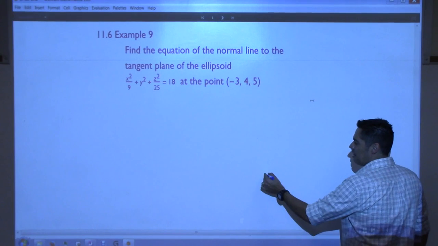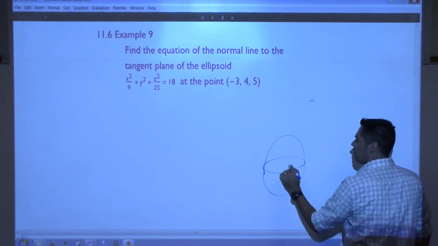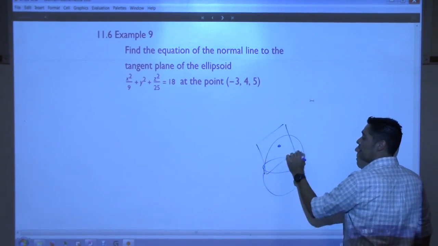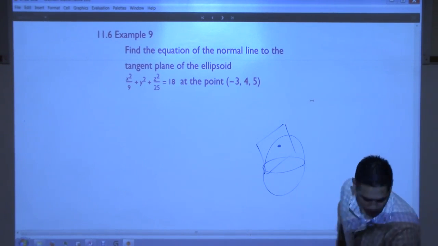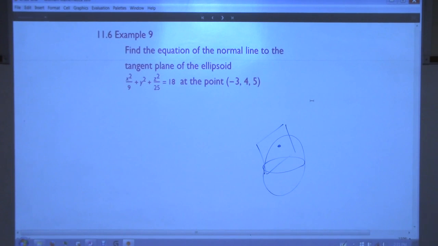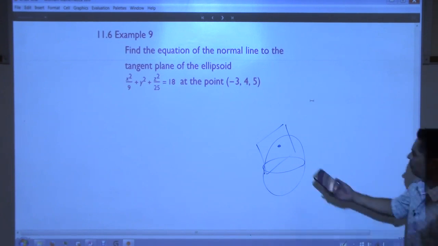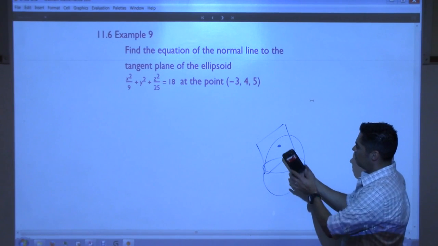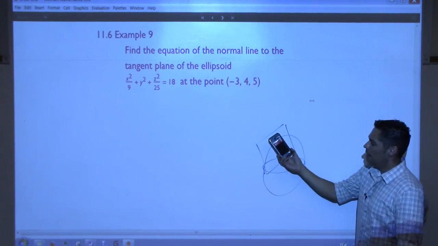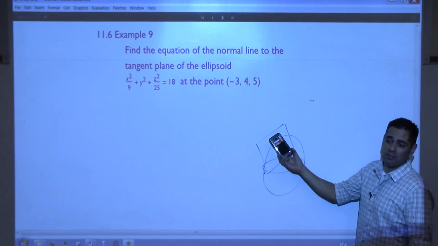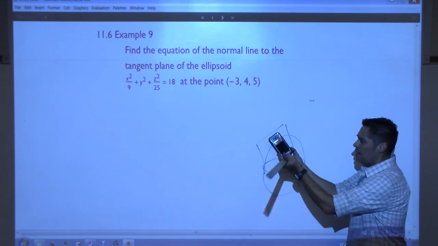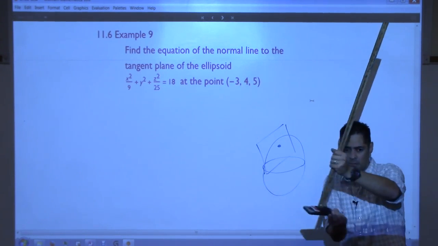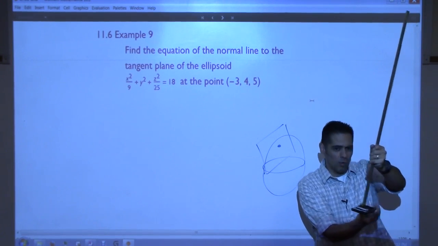So we have the same picture we just did a second ago. We had an ellipsoid. We picked a point. We found the tangent plane. And we got that, didn't we? We got the tangent plane. Now what we want is for you to take that plane, right there, okay? Take that plane and give me the equation of the line that is normal to the plane. Now what we mean by that is the line that is perpendicular to the plane, that pops out of the plane. Normal meaning perpendicular.